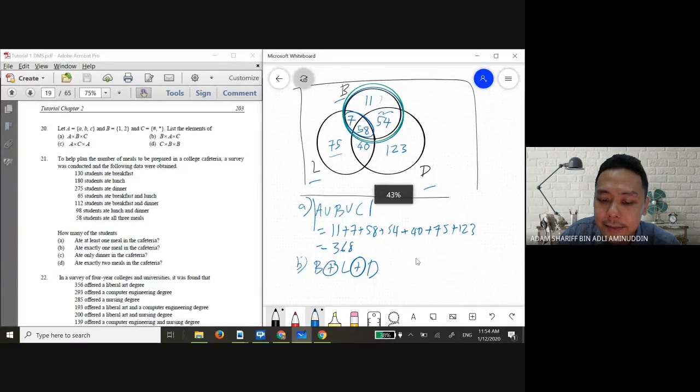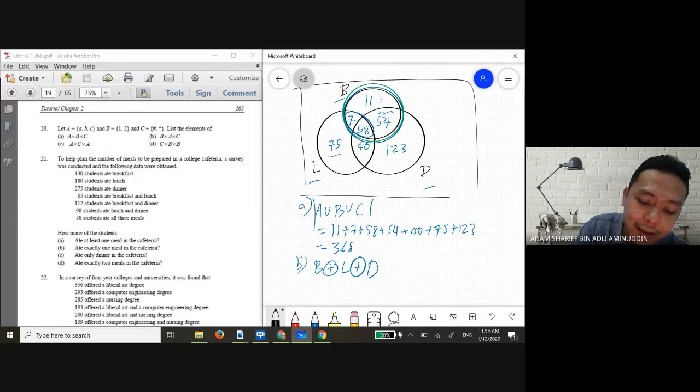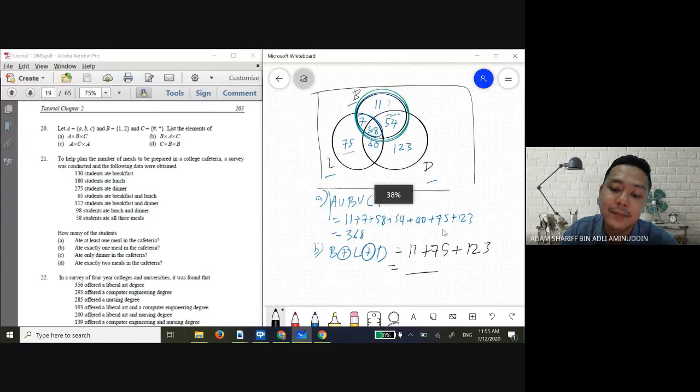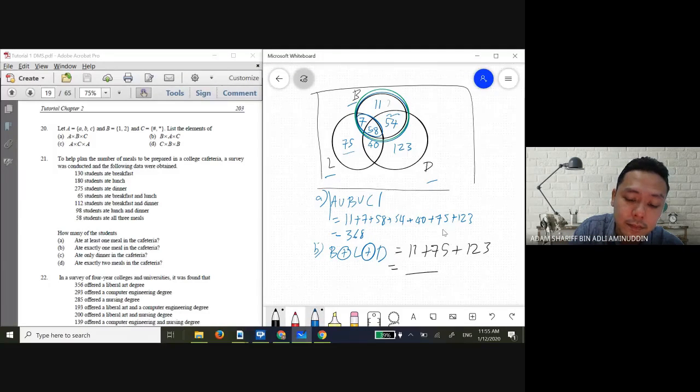Tak ada. Boleh lah kalau kamu cuba derive, tapi for what? Boleh. Tapi jadi panjang. Tetapi senang untuk nampak kat sini. Dia just 11 tambah 75 tambah 1, 2, 3. This is the number of students who ate exactly 1 meal. Ada soalan?